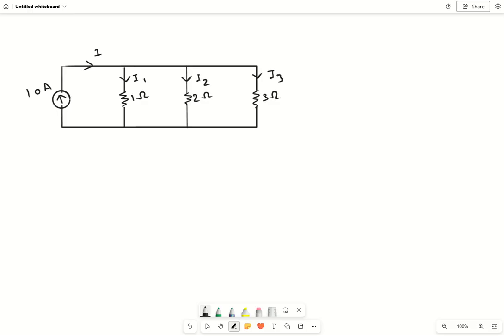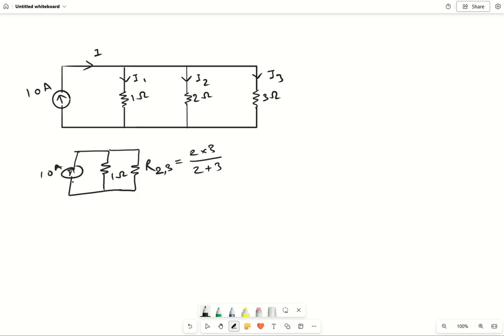Now we have to determine the current using the current division rule. So let us start. What will be the current I1? For current I1 we can write the circuit like this. This is 1 ohm and this is the resistance combination of 2 ohm and 3 ohm, right? That means the parallel combination of these two, which is nothing but 2 into 3 divided by 2 plus 3, right? And this is 10 ampere. So we can write down the equation like this, right?